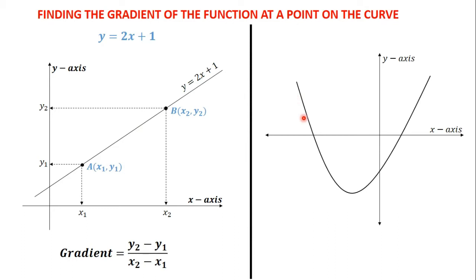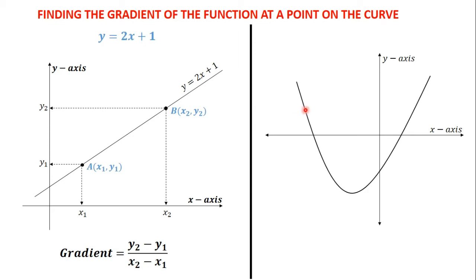The graph of a quadratic function is a curve. As we can clearly see, on a curve, the gradient or the slope is not constant. So the slope of the curve at this point will be different from the slope of the curve at this point, and it will be different from the slope of the curve at this point. So at different points on the curve, the slope or the gradient will be different. Unlike a straight line where you get the same slope or gradient, on a curve, the slope or gradient depends on the point that you are on the curve.